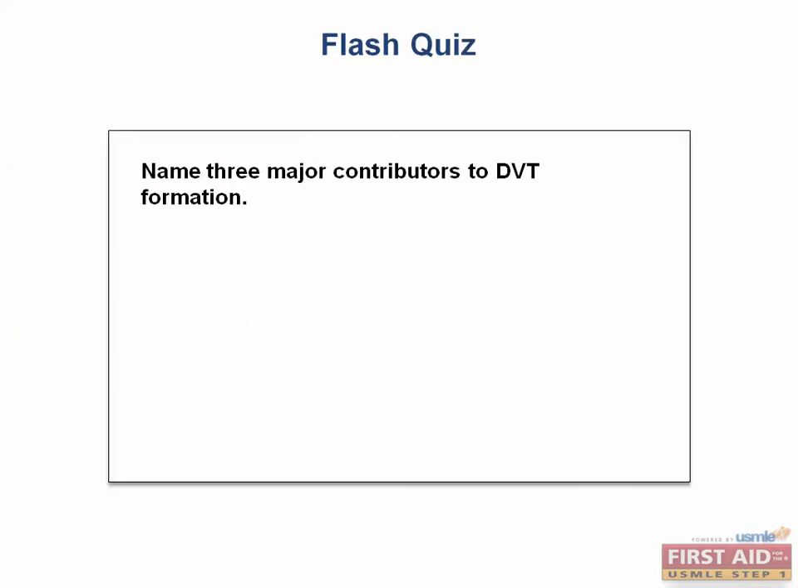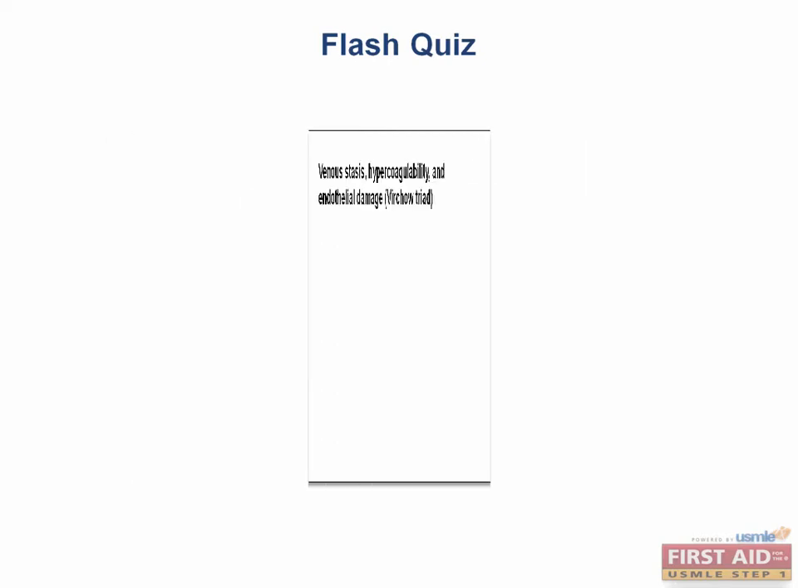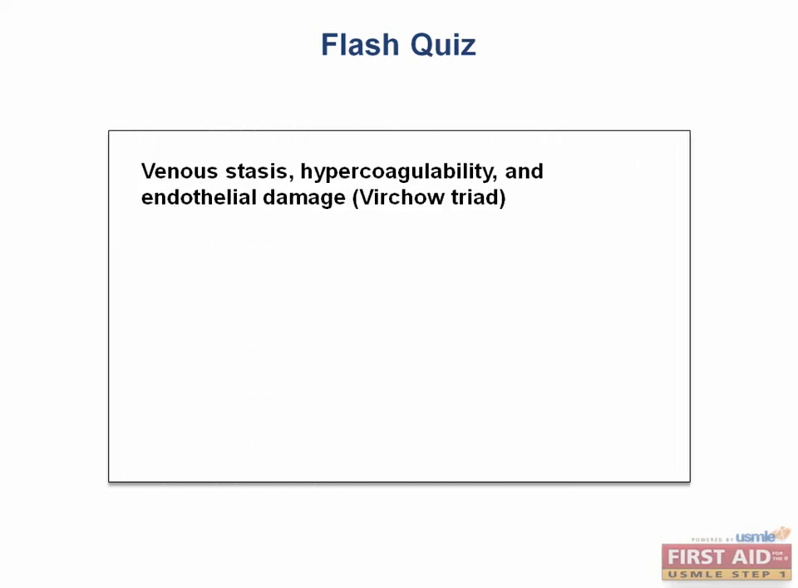Name 3 major contributors to DVT formation. Venous stasis, hypercoagulability, and endothelial damage, which is the Virchow triad.